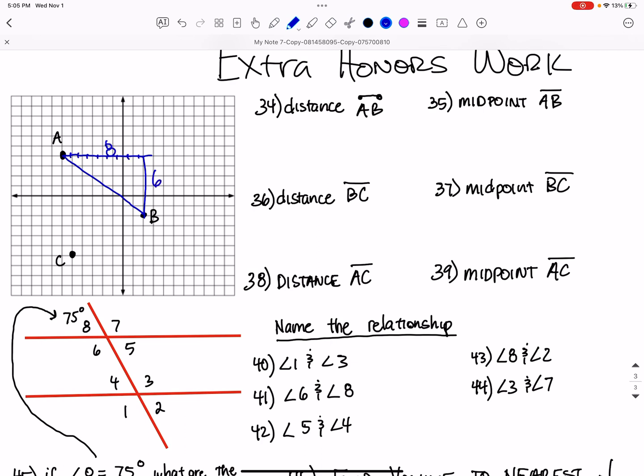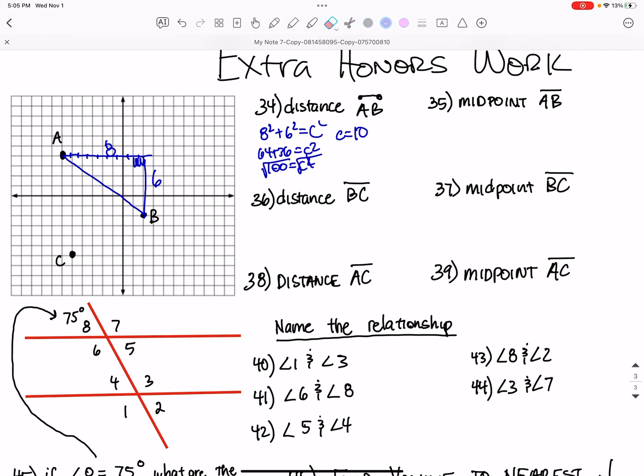This is 6 boxes. So I'm going to use a squared plus b squared equals c squared. 8 squared plus 6 squared equals the diagonal squared, because this is a right triangle. So this is 64 plus 36 equals c squared. 100 equals c squared. Take the square root to get rid of the squared, and the distance is 10.